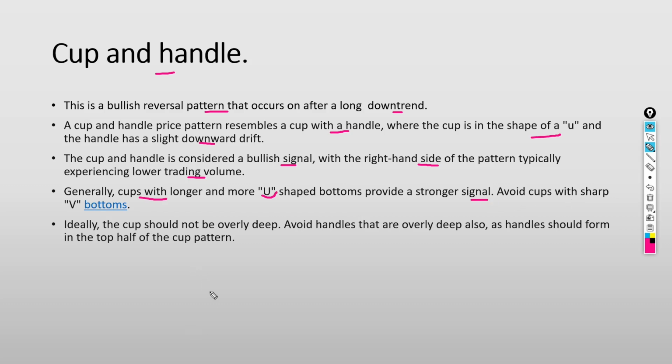For example, when you get a cup which is wider like this, it tends to form a stronger signal compared to a price which is like this. So this signal is stronger than this signal. And then you have to avoid something like this. This is not a cup and handle. That is a V. Ideally, the cup should not be overly deep. Avoid handles that are overly deep also, as handles should form in the top half of the cup pattern.